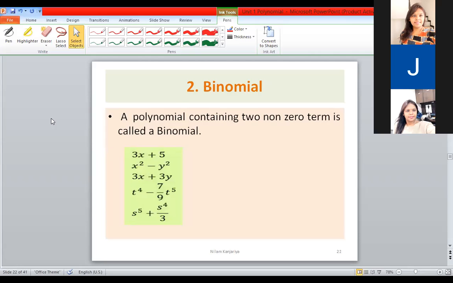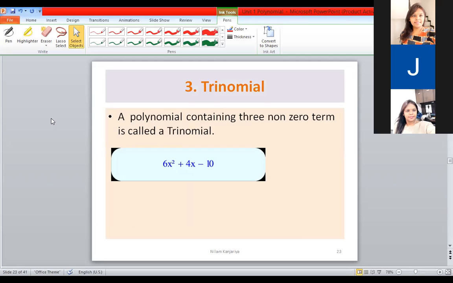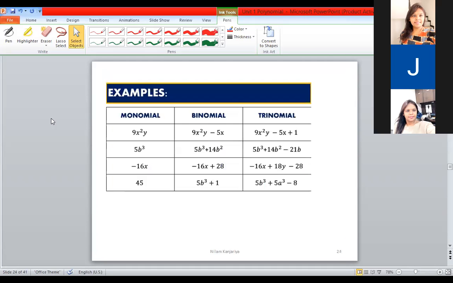Look, this is the same definition: binomial contains two non-zero terms. Look at some examples. There are some examples of polynomials. This one has two terms. Similarly, a trinomial contains three non-zero terms, and there are three terms here. There are some examples for your reference.